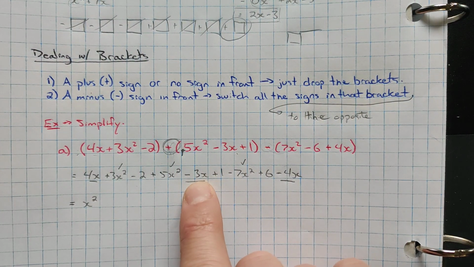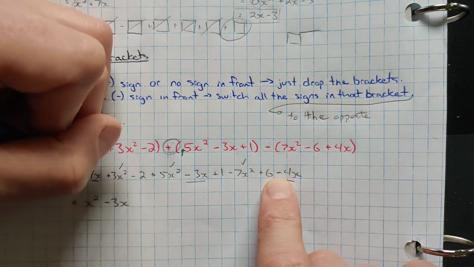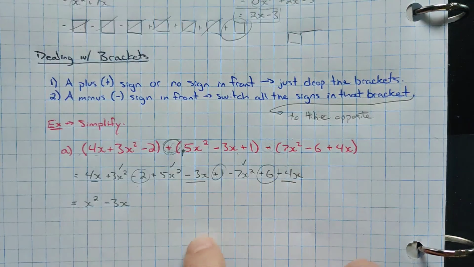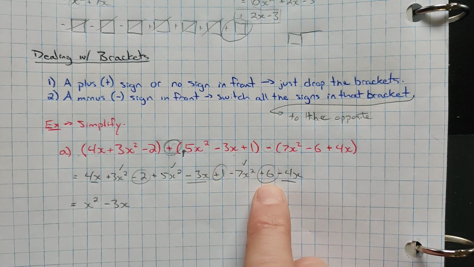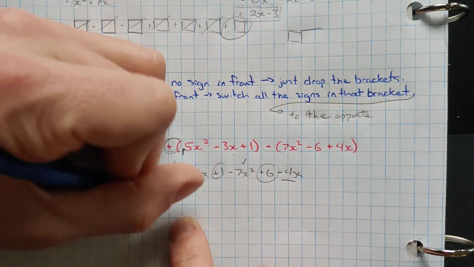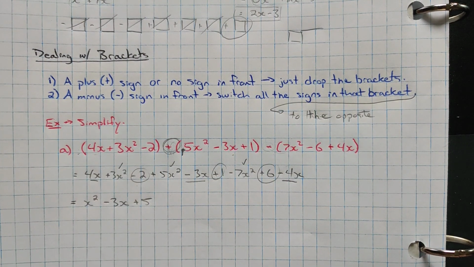4 minus 3 is going to give me 1 minus 4 is going to give me negative 3 x's. So those are done. And then finally, I have my negative 2 plus 1 plus 6. Negative 2 plus 1 is negative 1 plus 6 is going to give me positive 5. X squared minus 3x plus 5 would be that equation simplified.